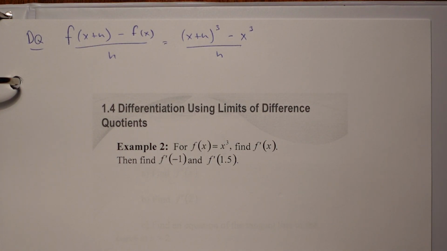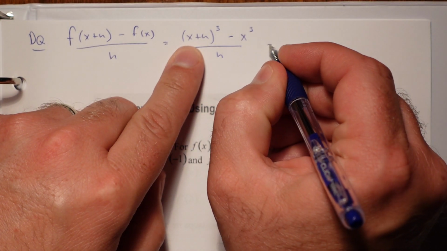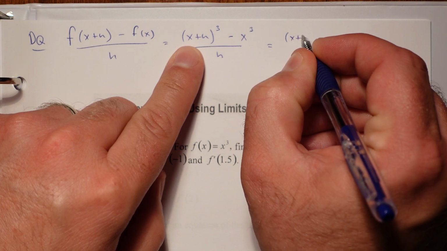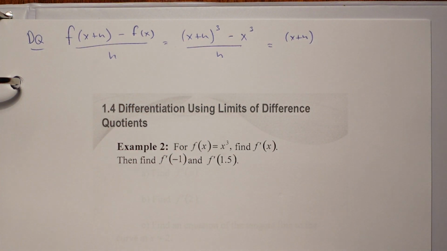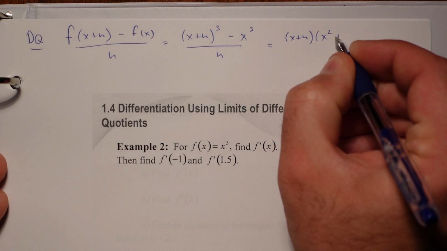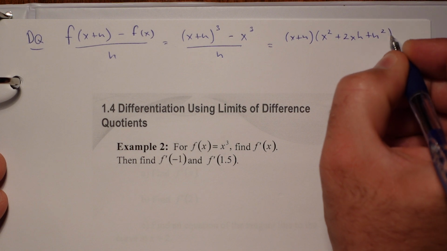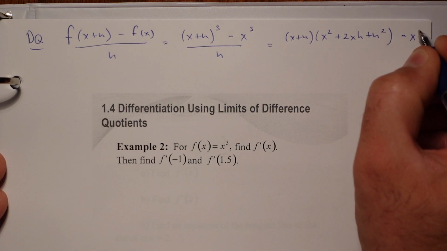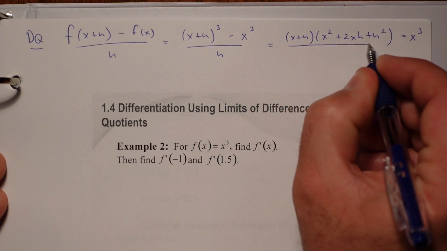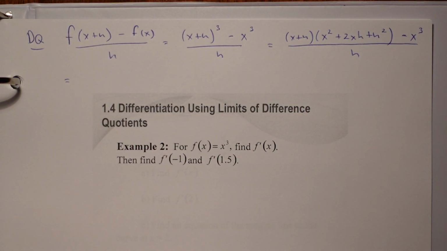Okay, so let's remember that's x plus h times x plus h times x plus h. So I'm going to have one binomial, x plus h, and I'm going to FOIL the other two together. When I FOIL those other two together, I'm getting x squared plus 2xh plus h squared. And then I've still got that minus x cubed. I divide that whole thing by h.